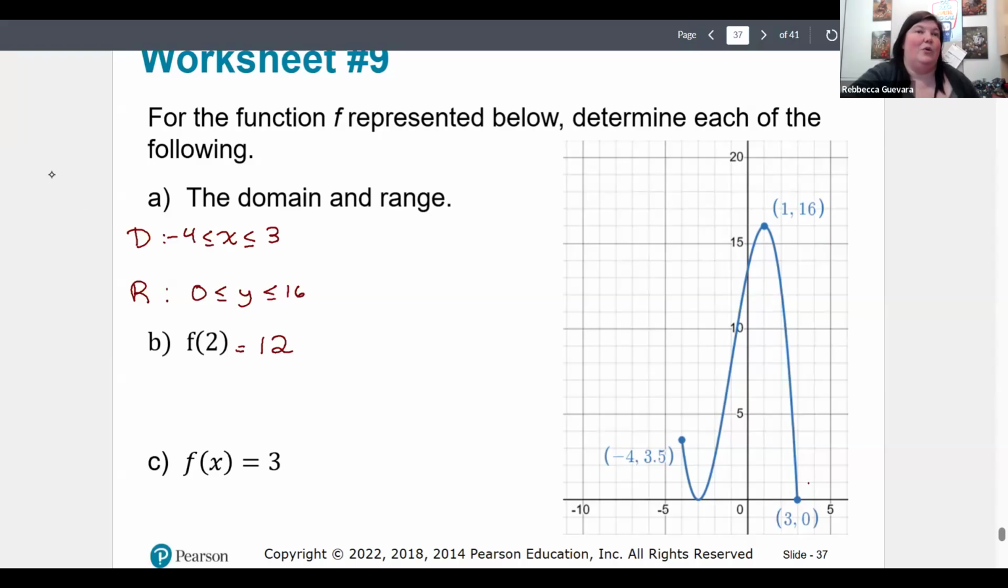Then we're asked for f(x) equals 3, so that means y is 3. If you see, that would be right here. So always be careful when you're trying to find y values. Sometimes you end up with 2 of them. So we're getting as close as we can.